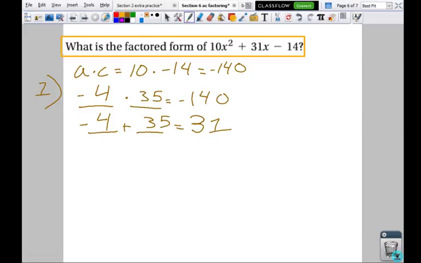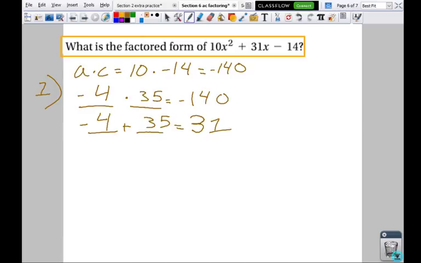Well, because I thought that it was an eight. So, okay, we're going to take the 31, and that's what we're splitting apart into this and this. So we have 10x squared, right? And then I'm going to go minus 4x, then plus 35x, and then minus 14. That's how I'm splitting up. Now you can make your parentheses and keep going.